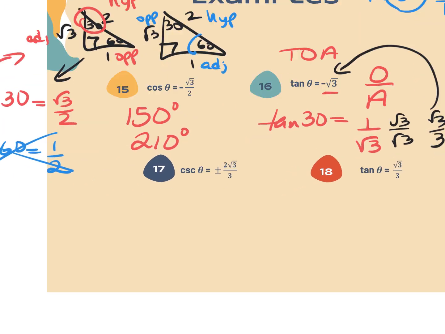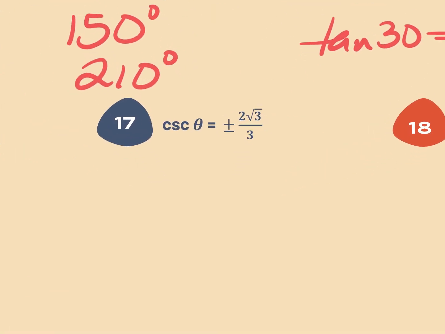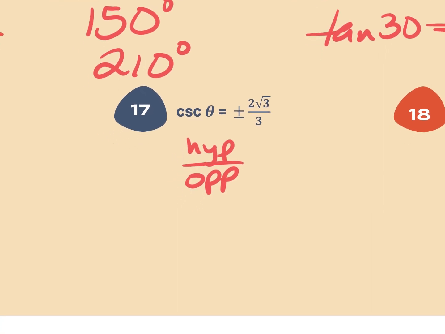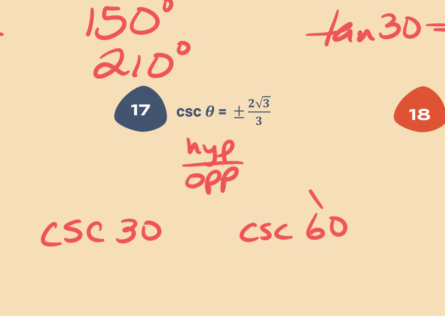All right, so for this one, notice it's plus minus. So this one is cosecant. So that's going to be hypotenuse over opposite. So again, it's got a square root of 3. So I need to do cosecant of 30 and cosecant of 60 to see which one of these is going to give me this answer.